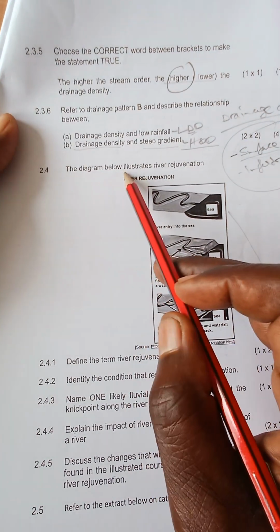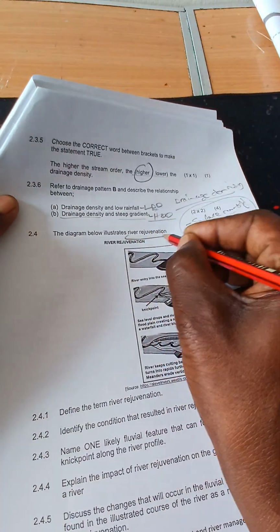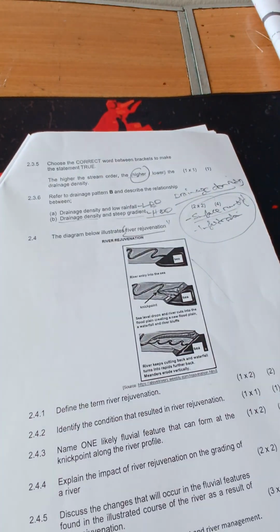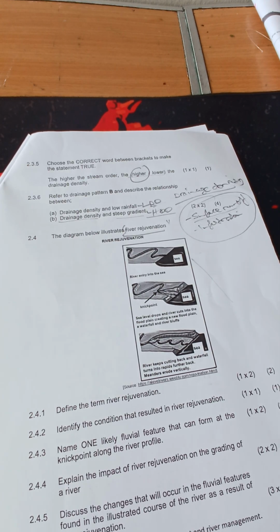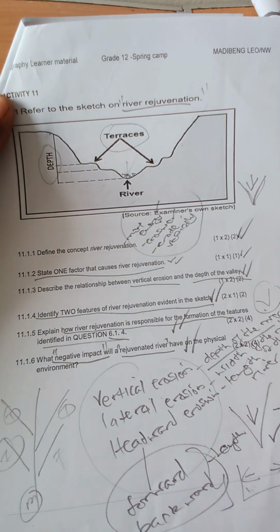The diagram illustrates river rejuvenation. So the concept that is being assessed here is river rejuvenation. I want also to link this up, guys. Remember from this paper that I did with you, that paper about the Madeleine Spring, I also covered river rejuvenation. If you can still remember this question that I did with you guys, I think I covered it in detail as well.